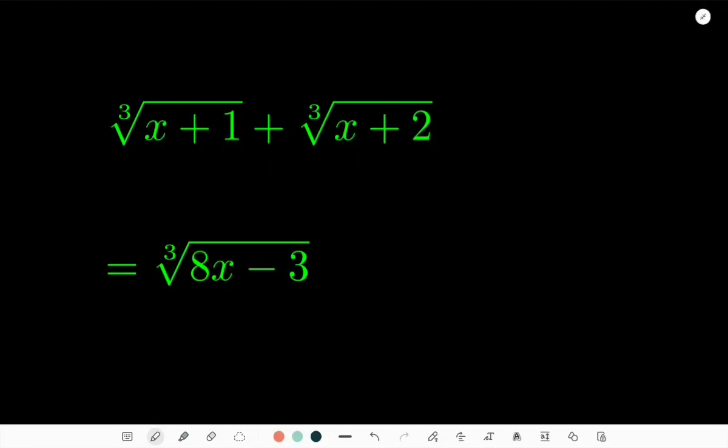Today I have another amazing problem for you guys. It's an algebraic equation. How would you solve this problem if I was your teacher? And I would give you this problem. So we have the cubic root of x plus 1 plus cubic root of x plus 2 equals cubic root of 8x minus 3. Perhaps you think, well, let's just raise both sides to the power of 3.